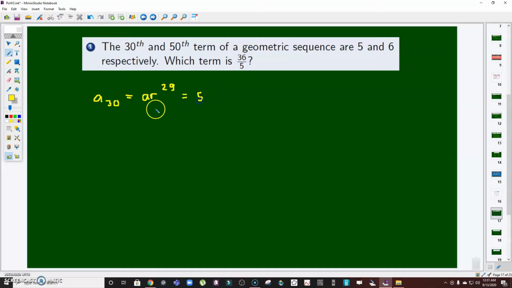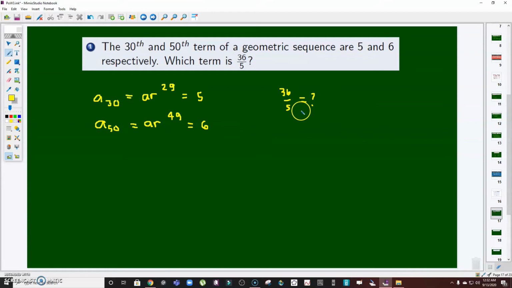Okay. On the other hand, the other given here is the 50th term, alright? So that is a r raised to 49, and that's equal to 6. Now the question is, which term is 36 over 5? Alright? So again, which term is 36 over 5? Alright. Now, how are we going to solve this type of problem?